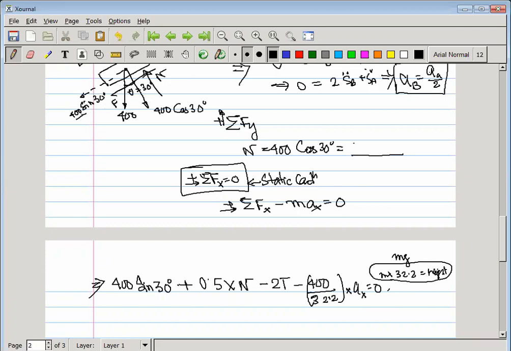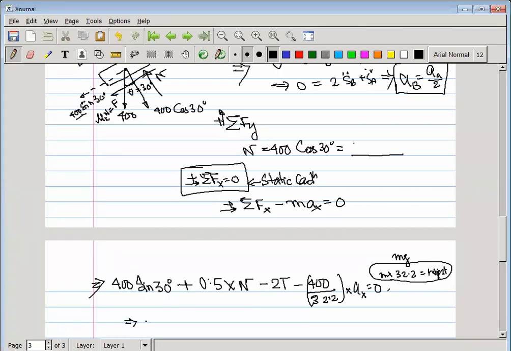One is 400 sine theta, then the friction, that F is nothing but 0.5 of normal, no? F is equal to, we can write, coefficient of friction into normal. So that's why I have written 0.5 into normal. Another thing is minus 2T is equal to this, m into ax, and m into ax here we can put 400 by this amount.